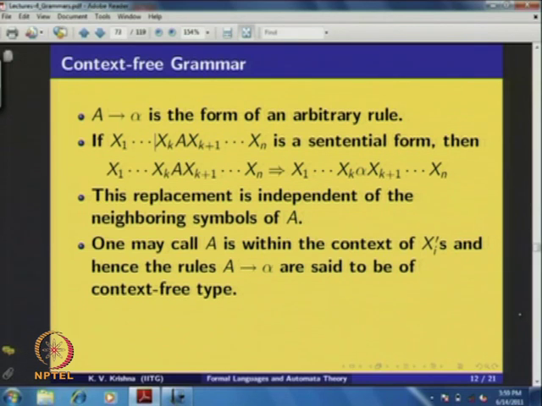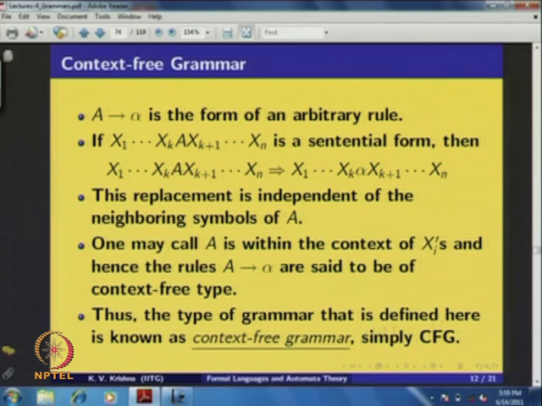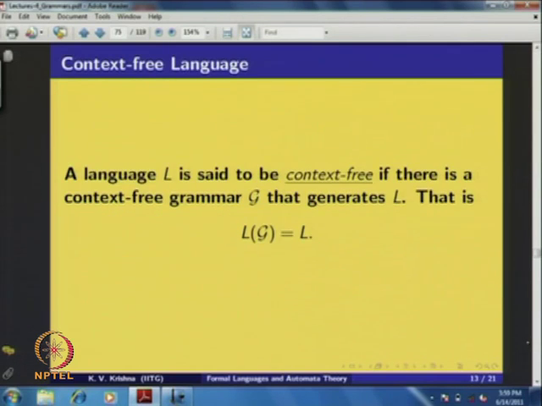Hence the rule A goes to alpha is said to be of context free type. The reason is that when we are substituting A by alpha, we are not worried about the neighboring symbols of A, and thus this rule is called context free type. And thus the type of grammar that was defined, we call context free grammars, or simply CFG. Now, the notion of context free language is as follows. A language L is said to be context free if there is a context free grammar G that generates L, that is, L of G is equal to L, the language generated by G should be equal to L.